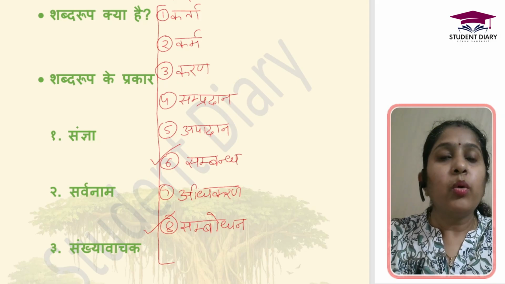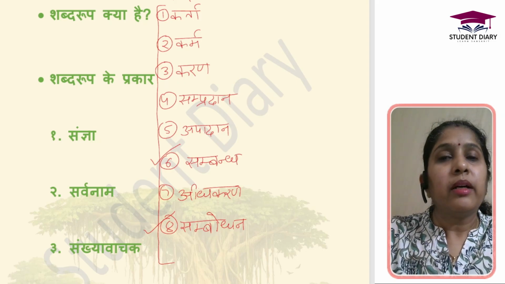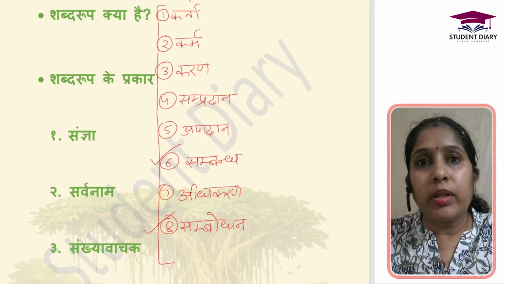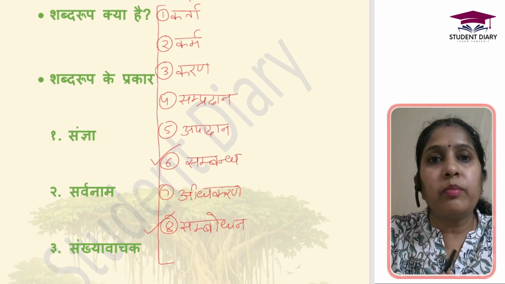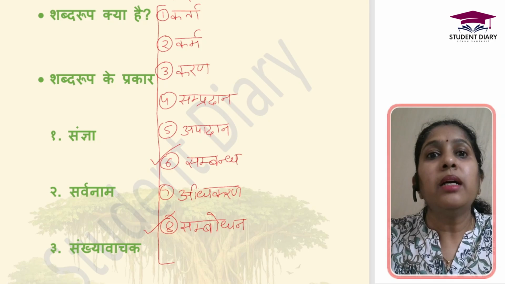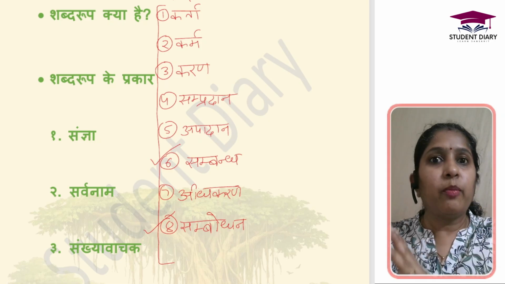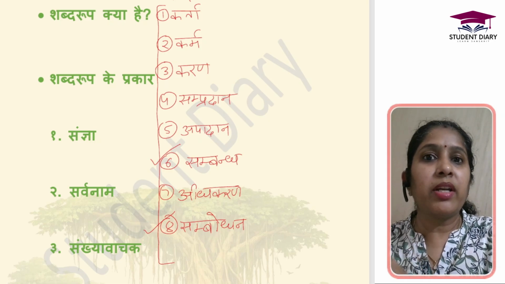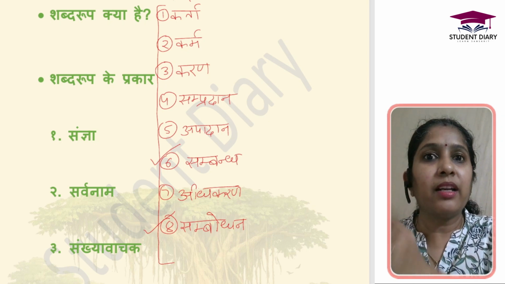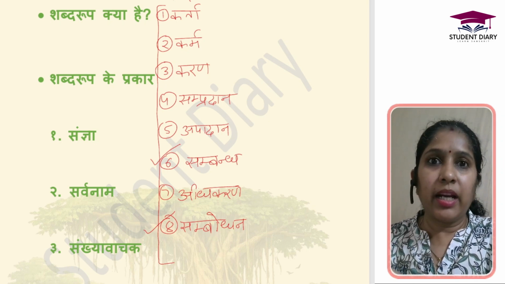Fine. Now, to represent these karak, we use different symbols or different forms of the words. We call them the vibhakti. I hope everyone has understood. Everyone has learned about what vibhakti is, right? How many vibhaktis we have, correct?